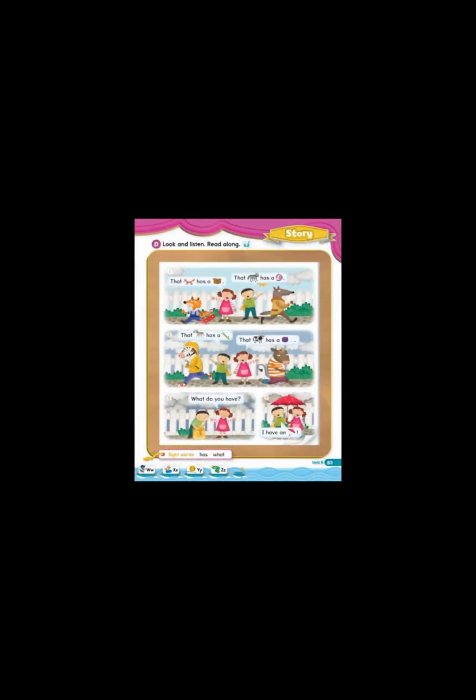Page 83. Story. D. Look and listen. Read along. 1. That fox has a box. That wolf has a watch. 2. That zebra has a zipper. That yak has a yo-yo. 3. What do you have? 4. I have an umbrella. Sight words. Has. What?